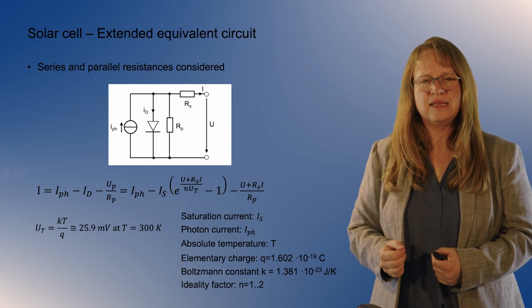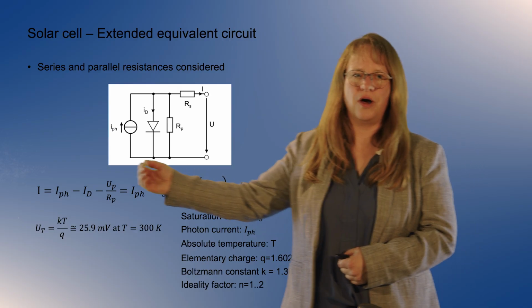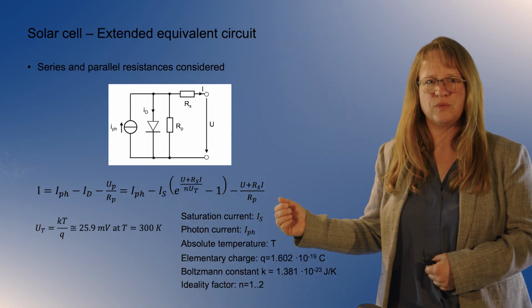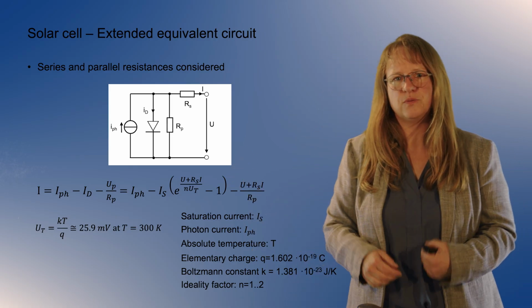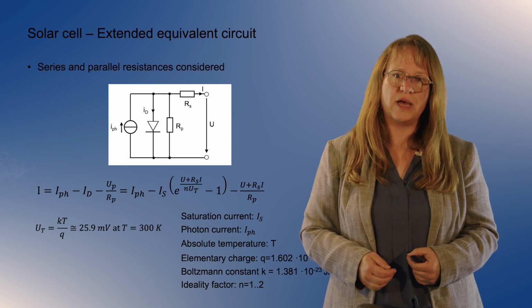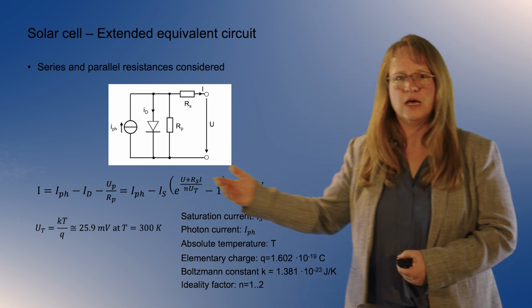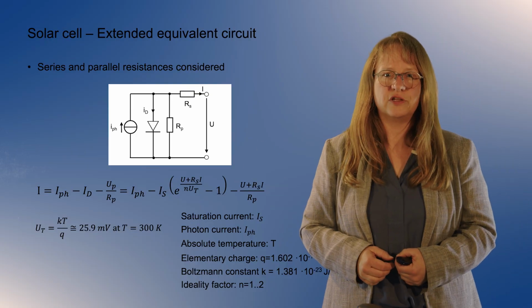You can see that this has the current I on the left side, but also on the right side we have the current I and the voltage U. So in order to solve this, we are going to solve it numerically to determine what the IV curve looks like for this IV characteristic of our extended equivalent circuit.